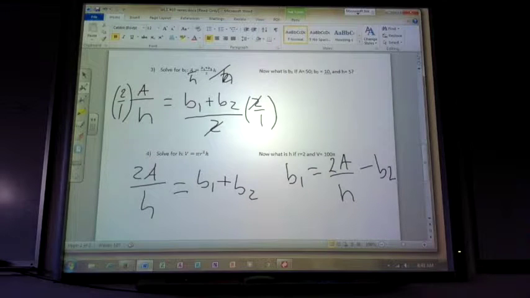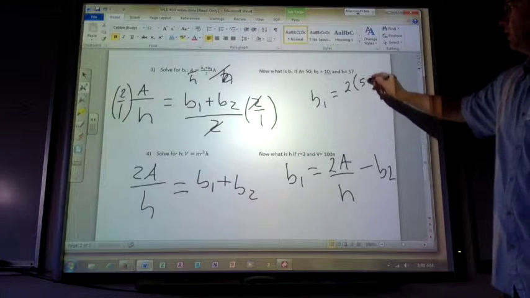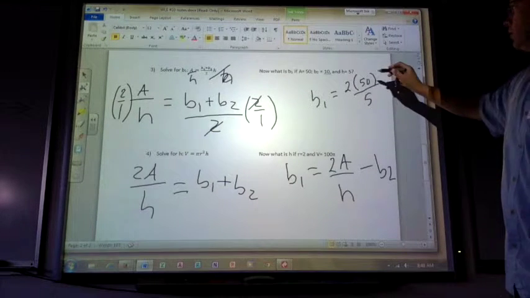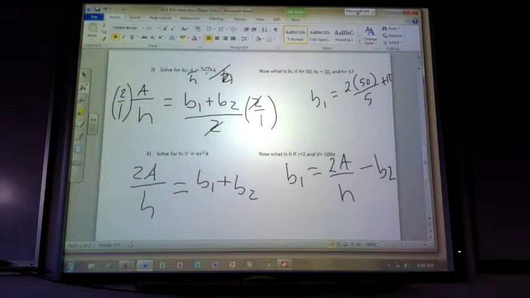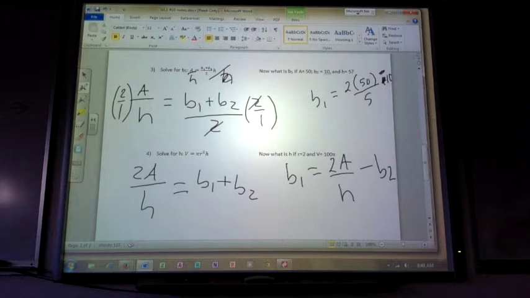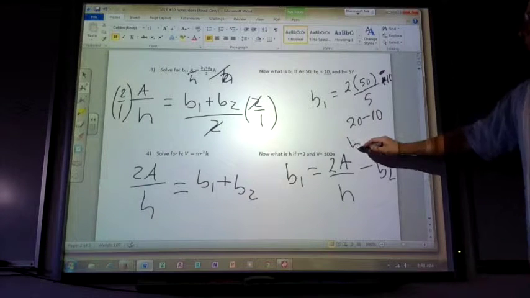So now, what is b1 if A is 50, b2 is 10, and h is 5? So b1 equals 2 times 50, because A is 50, they tell us. h is 5, and b2 is 10. Here's arithmetic. 2 times 50 is 100, isn't it, minus 10. Good call, minus 10. 2 times 50 is 100. 100 divided by 5 is 20. 20 minus 10, so b1 is equal to 10.